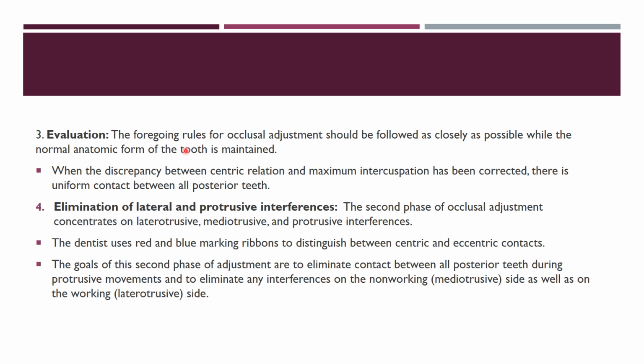Then we'll do an evaluation. We'll do an adjustment and make sure all the anatomical forms of the teeth are maintained. Any discrepancy should be corrected. Then elimination of the lateral and protrusive contacts. Now we'll tell the patient to move the jaw left and right and front and back, and any contacts we see on the articulating paper have to be removed. We use a red and blue marking ribbon, that is the articulating paper, to distinguish centric and eccentric contacts. So the goal is to eliminate both, guys.